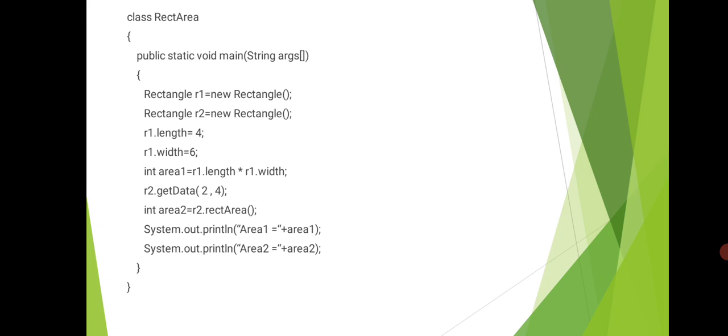So through r2 we are calling this function. So r2 having both length and width, because r2 is created. When it created, it creates the memory for length and width of rectangle 2, that is r2. So for that values, for that instance variable, we are assigning 2 and 4 through get data method. Okay, so through this method it initialize the values for r2, that is r2 length equals 2 and r2 width equals 4.